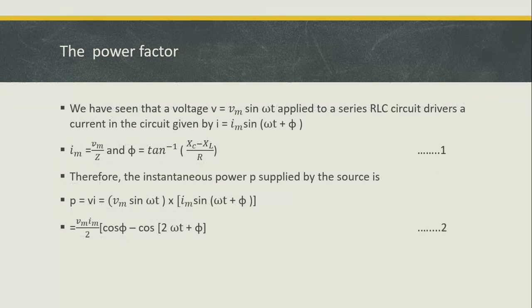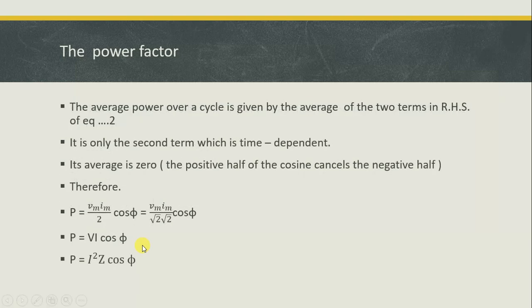Here cos(2 omega t plus phi) will cancel out, so we consider it to be 0. It is only the second term which is time dependent, and it will vary with time.